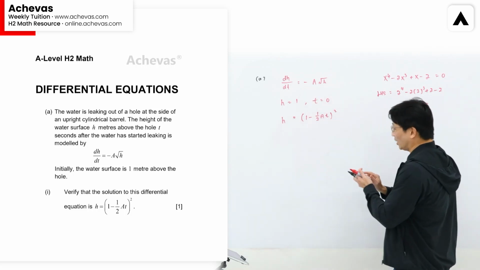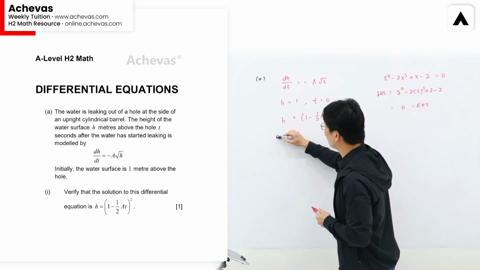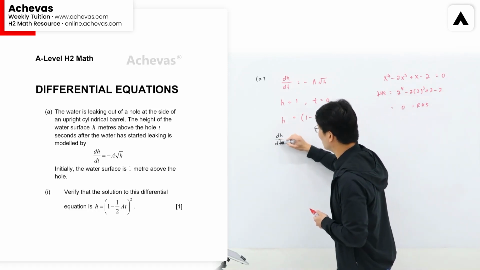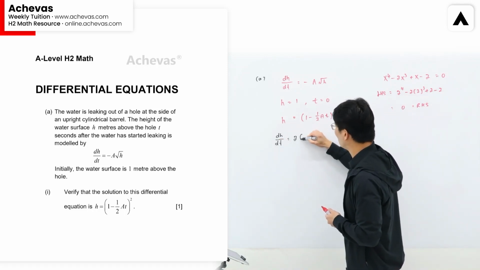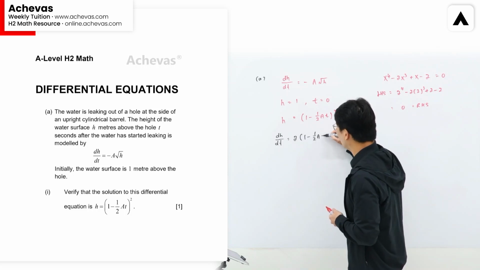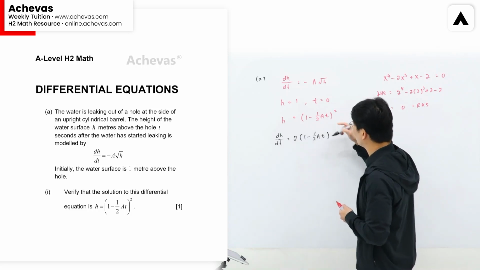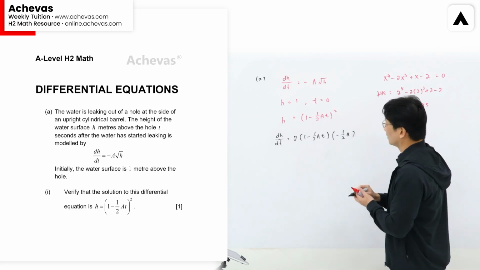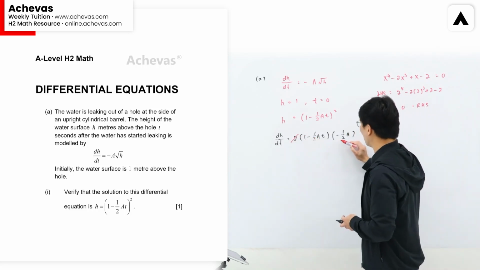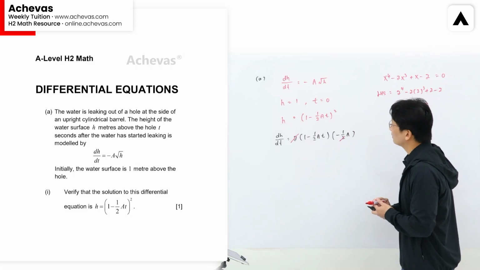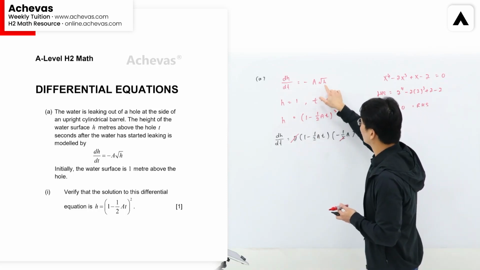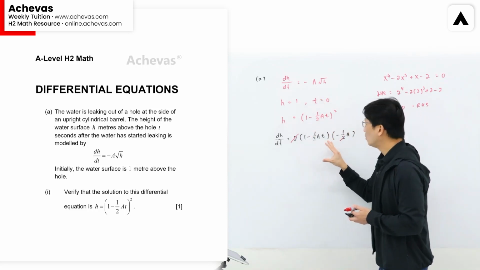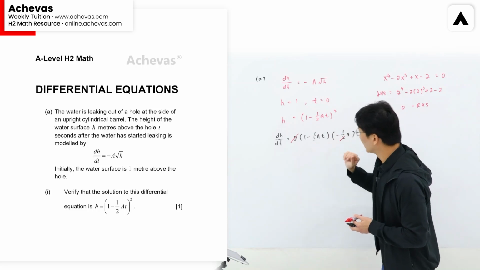So let's try to differentiate this with respect to time. We have dh over dt. This I'll get 2 bracket 1 minus half at to the power of 1. Differentiate inside again, we have a minus half a. And this 2 we can just cancel away first. And the final expression is with a square root h. That means no time component in this expression.